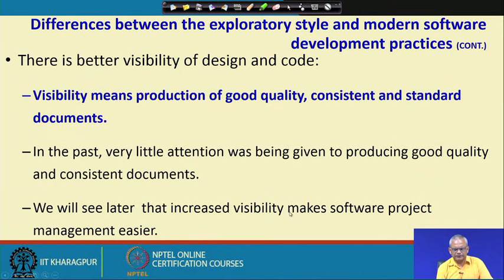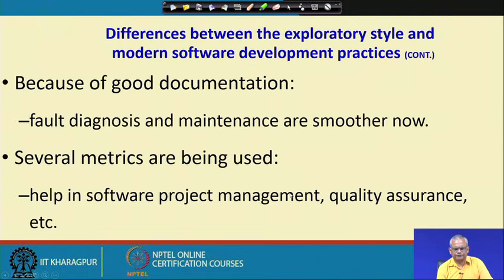The increased visibility makes software project management much easier. Earlier, the project manager had to just ask the programmer how he was doing and how long it would take, and naturally the projects were going haywire. A one-year project taking five years was not uncommon. But now, due to the increased visibility, the project manager can very accurately determine at what stage the project is and how long it will take to complete the work.